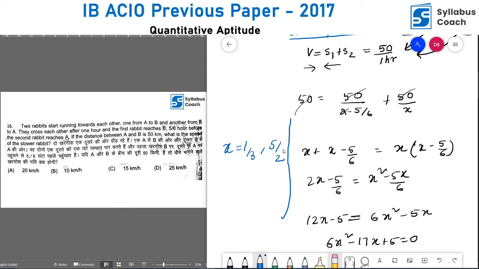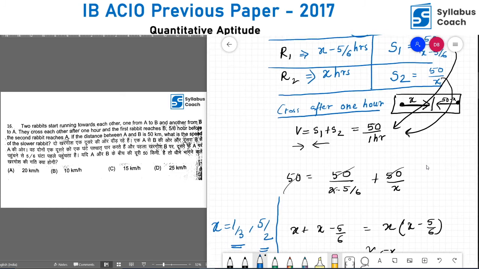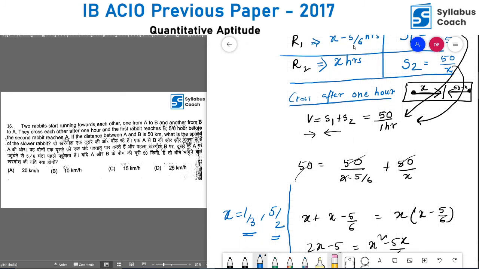Now what is the right answer? Is it 1/3 or 5/2? If you take the equations that we have, one time is x minus 5/6. Can I substitute 1/3 here? No, 1/3 minus 5/6 becomes negative, and time cannot be negative, right? So this is not possible. So we have to take only 5/2, which is the answer. Are you clear until here, students? Great. Now I have 5 by 2.